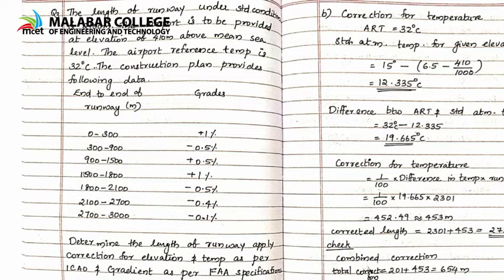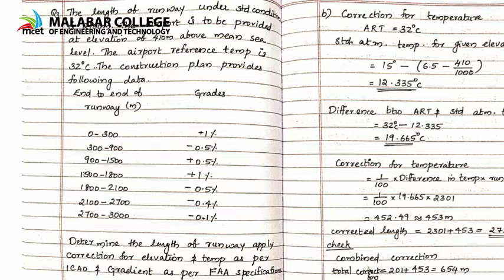Today we discussed the problems of airport engineering based on the corrected runway length. Next problem. The length of runway under standard condition is 2100 meter. The airport is to be provided at an elevation of 410 meter above mean sea level. The airport reference temperature is 32 degrees Celsius. The construction plan provides the following data.